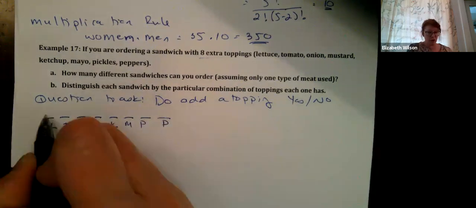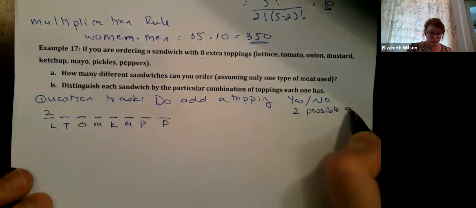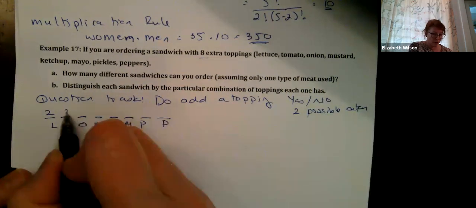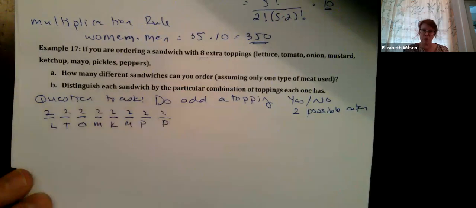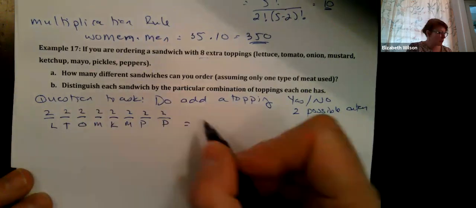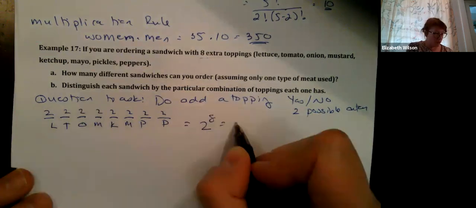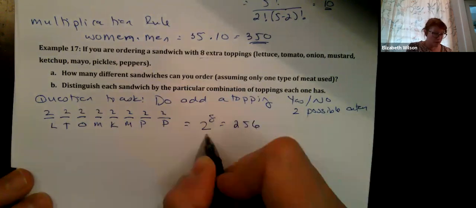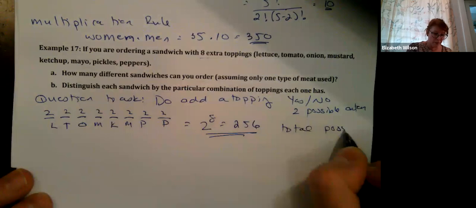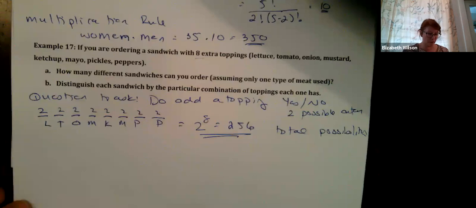Yes or no. I have two possible outcomes. So I have 2 for that one. I've got 2 for this one. 2 for each of these, because I could say yes or no on each of these. And I've got 8 possible toppings. So basically I'm multiplying 2 times itself 8 times, which gives me 256 total possibilities for different types of sandwiches that I can do. Sorry, this is part A.